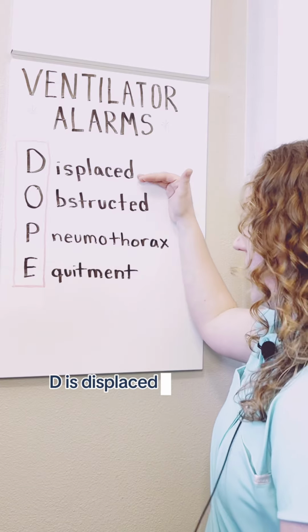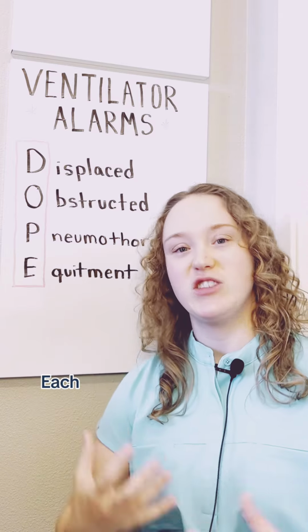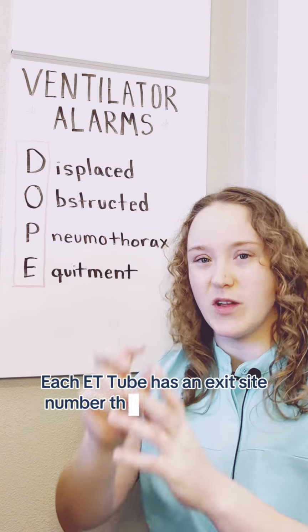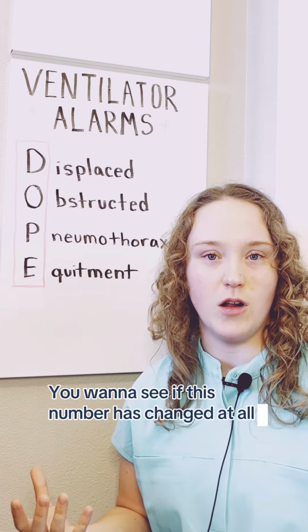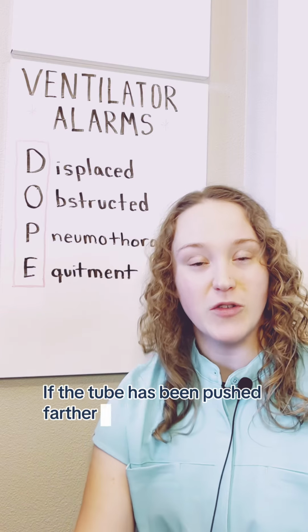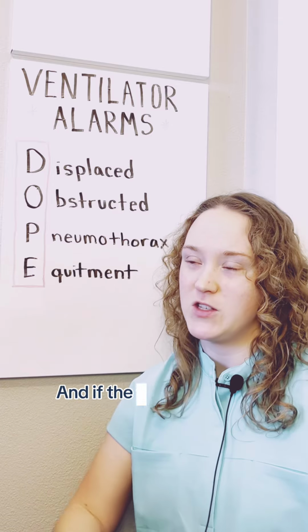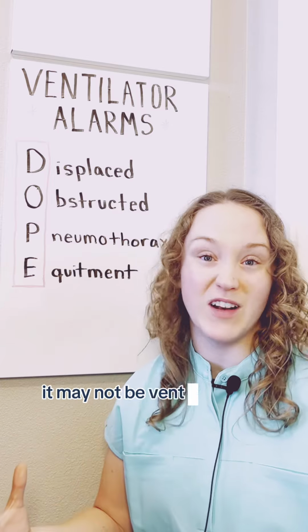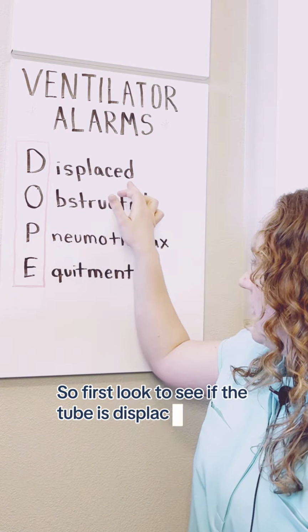D is displaced. You want to look to see if the tube is displaced. Each ET tube has an exit site number that is marked on the tube. You want to see if this number has changed at all. If the tube has been pushed farther in, it may only be ventilating the right side of the lung. And if the tube has been pulled out, it may not be ventilating the lungs. So first, look to see if the tube is displaced.